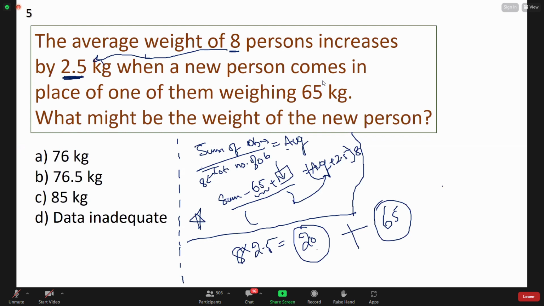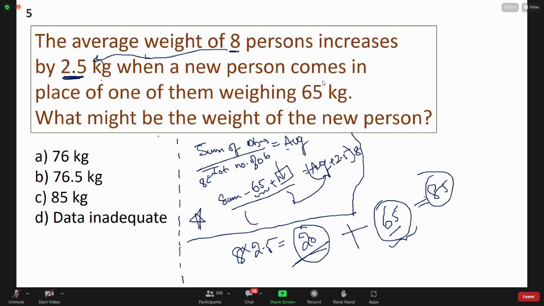65 plus 20, 85. Yes, the equation would always help. You can take an X, you can take a Y, you solve it, it will always help. But think about this just as an observation, not as some trick or tip. 8 persons, 2.5 kg increased, that means 20 kg overall increased. The person with the weight of 65 has left, yet the total still increased by 20 kg. That means the new person who comes in must weigh 20 more than the person who left. So it is 85.